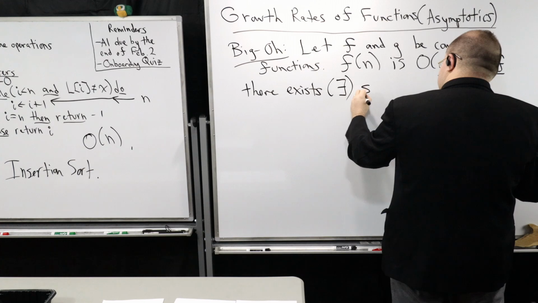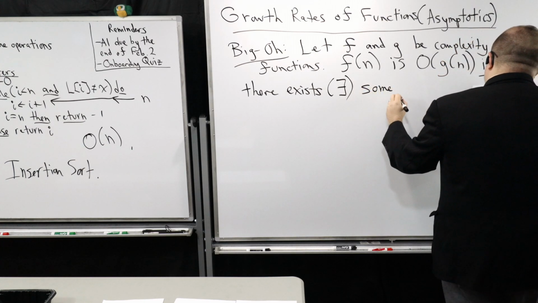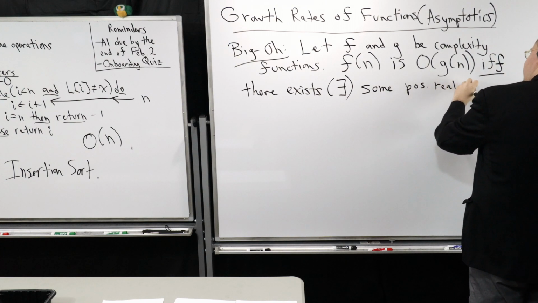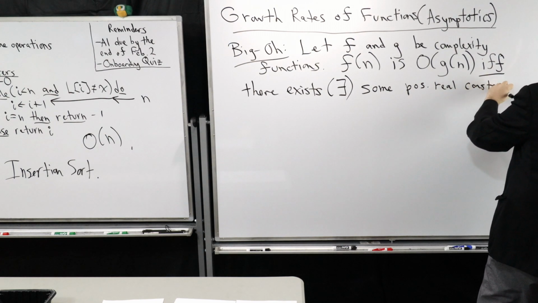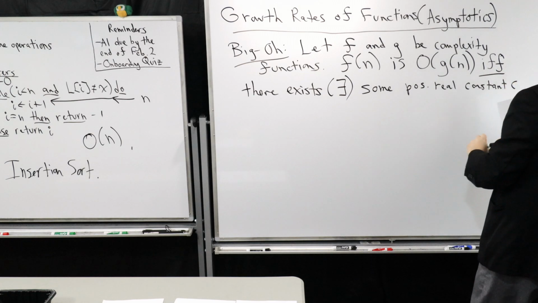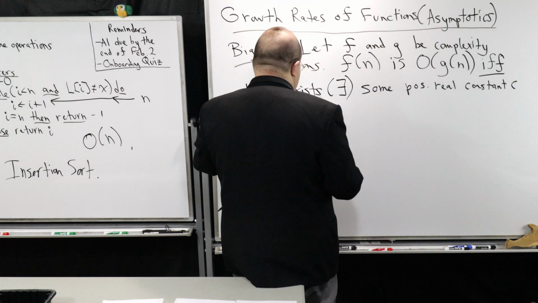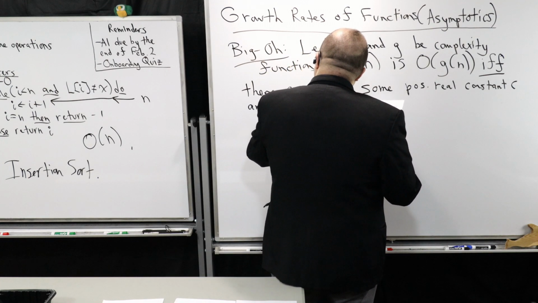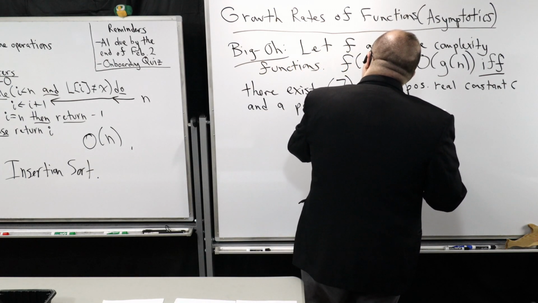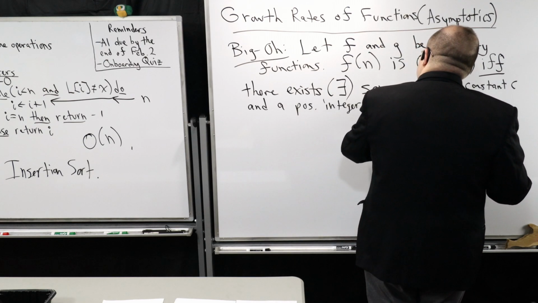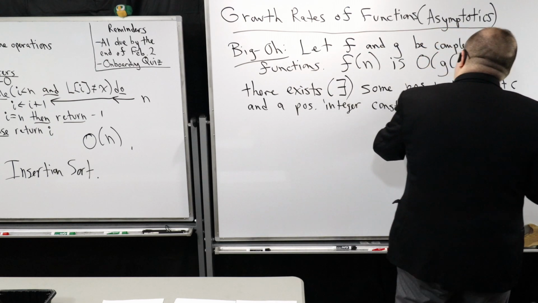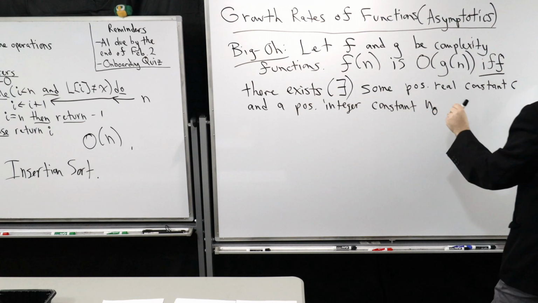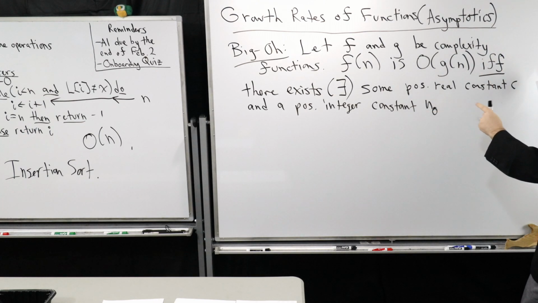There exists some positive real constant, c. So there's going to be two constants that we're going to have to keep an eye out for. And a positive integer constant, n0. So these are going to be our two main constants we're going to have to really pay attention to. So just keep in mind these two constants are a thing.